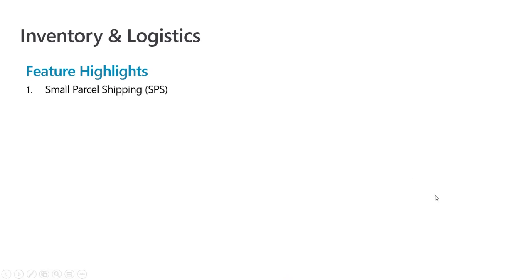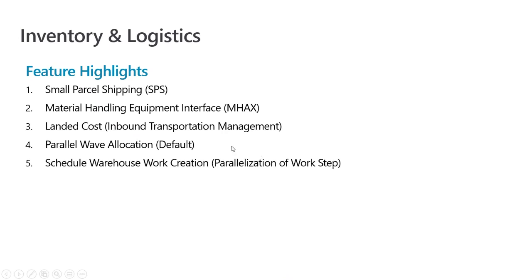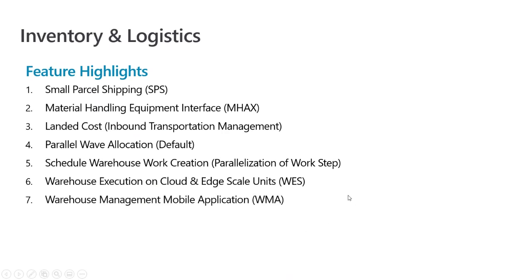So here's the list. We're going to talk about small parcel shipping, and then we will also cover the material handling equipment interface that we refer to as MHAX. We will talk about the new landed cost module. 4 and 5 are related. They are parallel wave allocation and the schedule work creation feature. Then we will talk about that cloud scale unit functionality as it relates to the warehouse execution workload. We abbreviate that as WES.